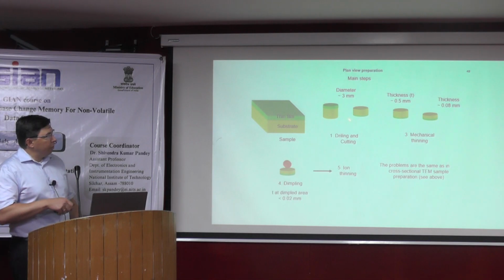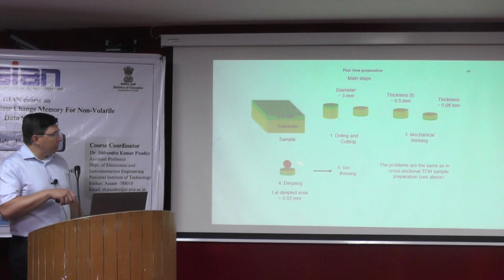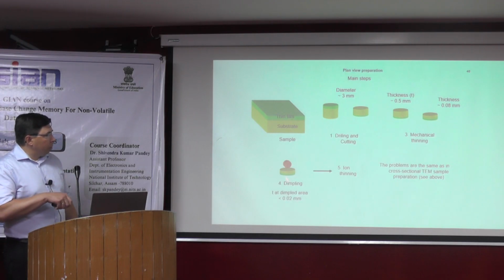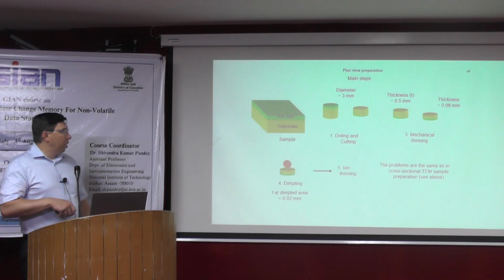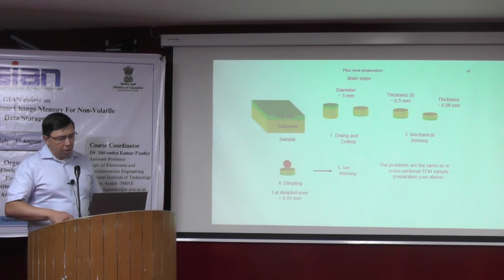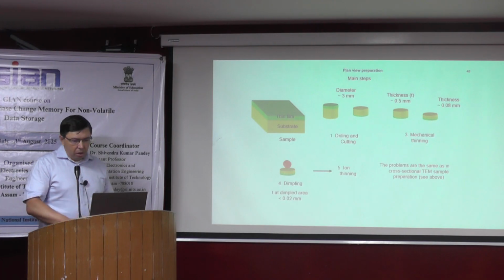Because you're interested in the thin film, you reduce the thickness of the substrate by using mechanical thinning, and then you use the dimpler again, and you dimple from the substrate side to get to the thin film, and then you use the ion beam milling as in the previous case. So there are also some problems which are the same as in the cross-sectional milling.